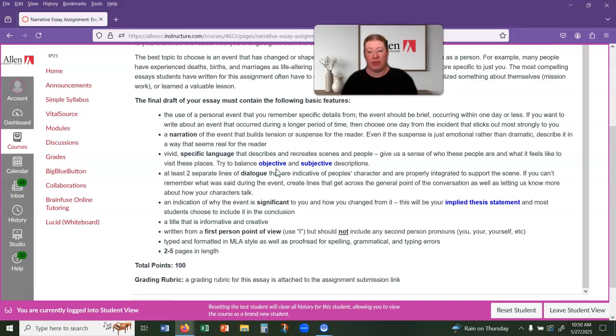We're not going to know if it's not exact, so that's okay. And then an indication of why the event is significant to you. This is an important part of the essay as well, typically in the conclusion. So this is not going to look like a traditional essay.